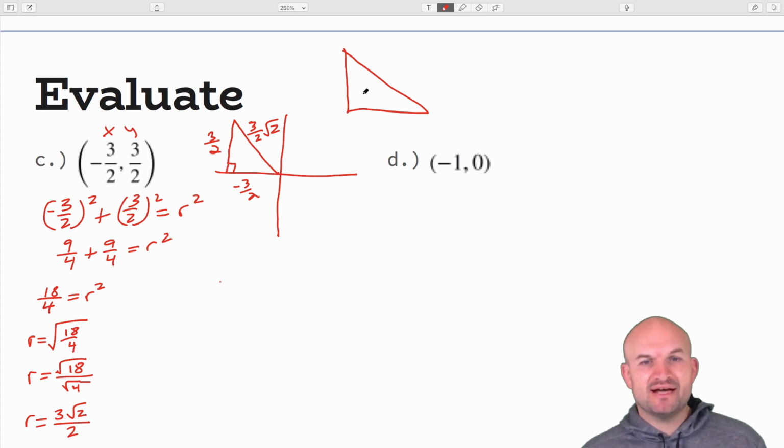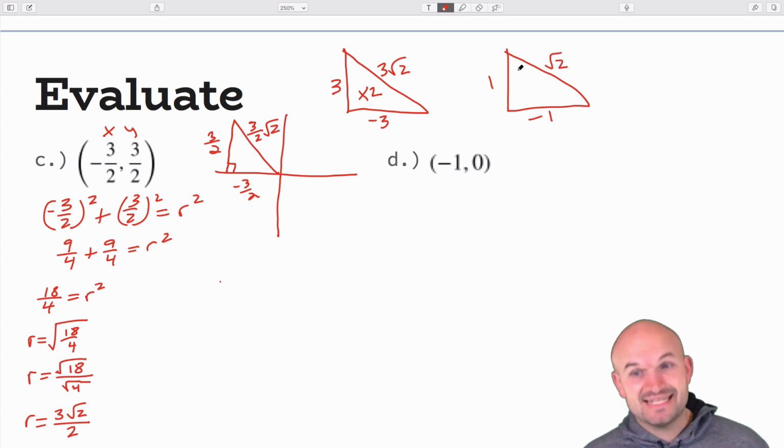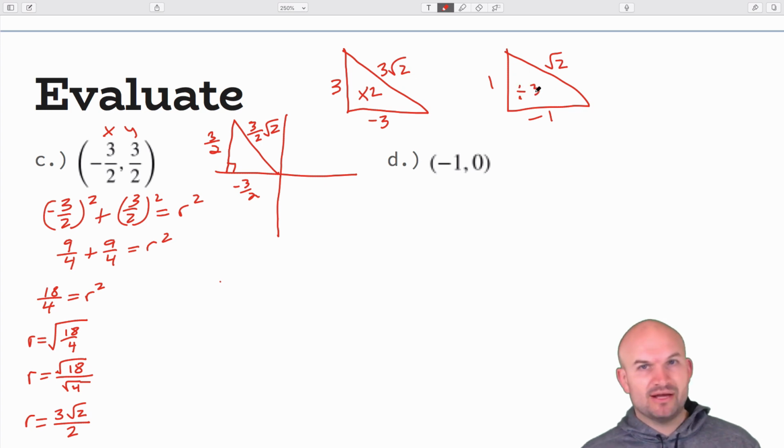But if you multiply by 2, you now have 3, -3, and 3 square root of 2, which is a little bit better, right? I like that. But let's make it even easier. What if now you divided by 3? Well, if you divided by 3, now you would have 1, -1, square root of 2. That is a lot easier for me to be able to evaluate my 6 trig functions.